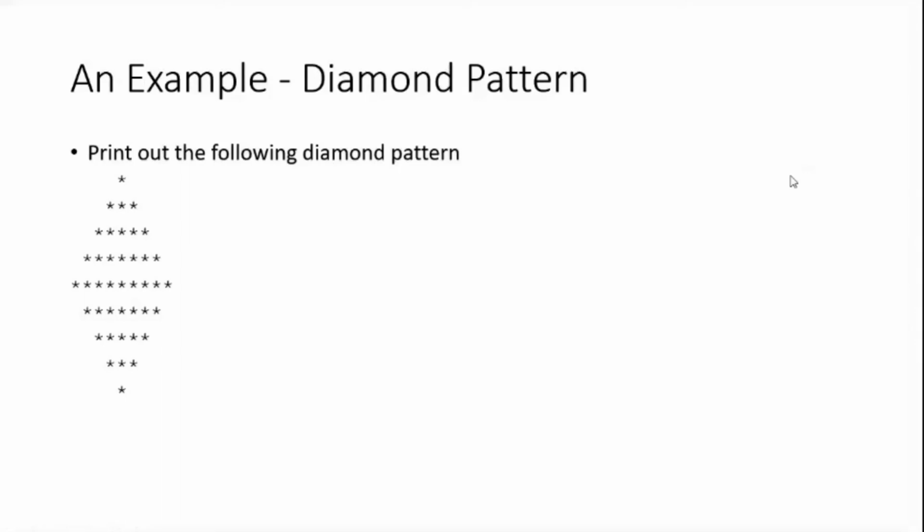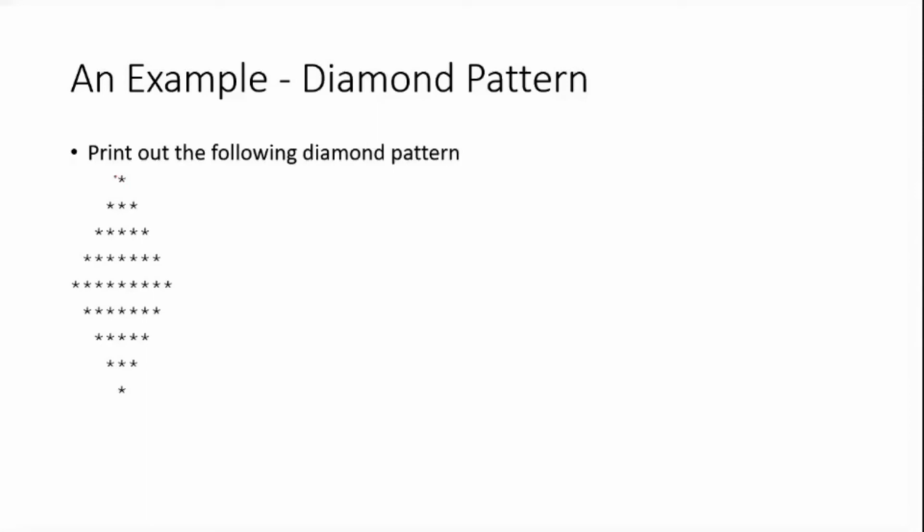So let's see an example by which we can understand the condition of refining the statements or refining the actions of a problem. Suppose we have to print out a diamond pattern. These types of problems come up in your programming exercises. So you have to print out the following diamond pattern.